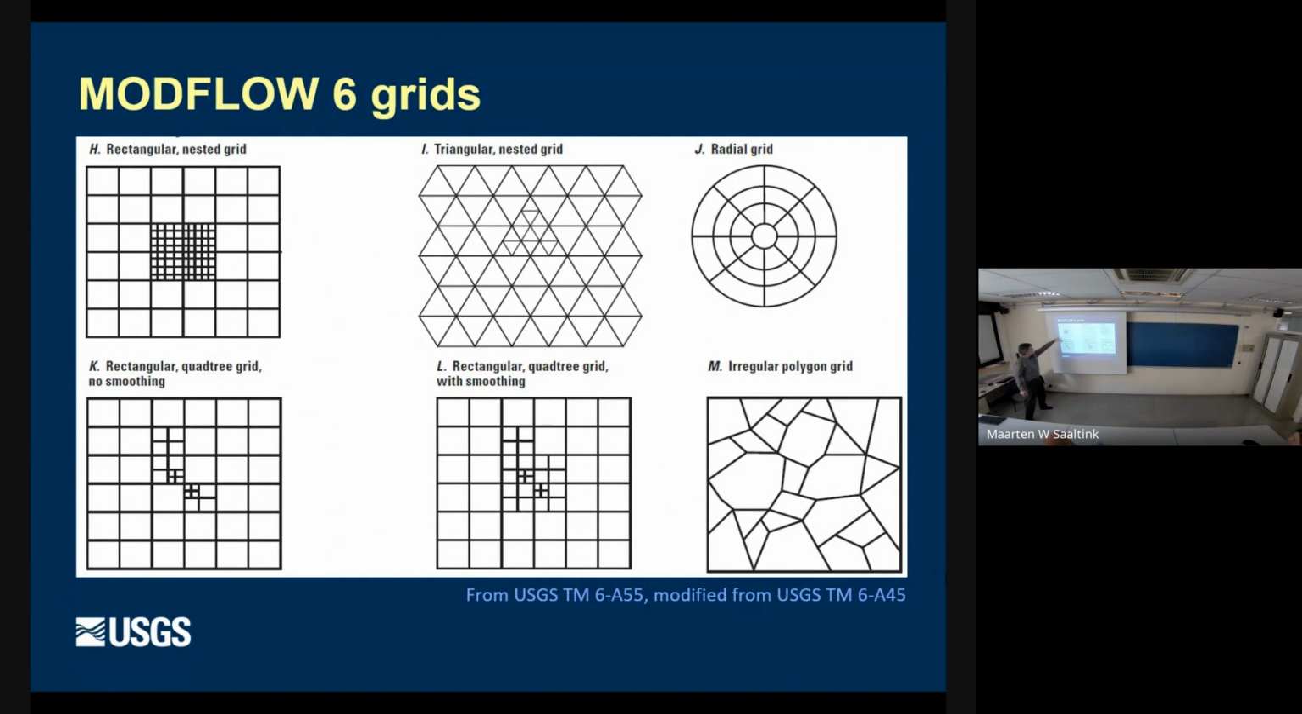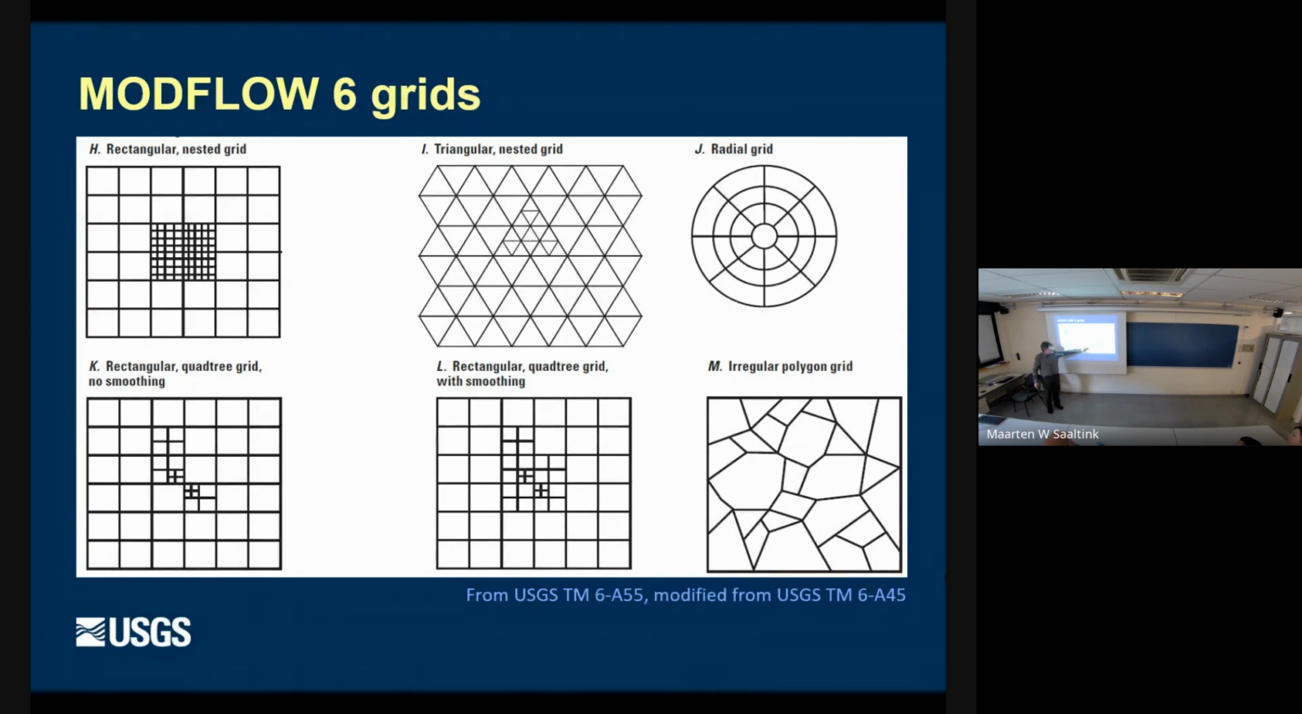You can also have nested grids naturally. There are a couple of different ways to do that. Triangular nested grids. This is an example of a quad-refined grid. So you start with a base grid that's regular, and then you can take a cell and chop it up into 4 equal smaller rectangles. And you can take one of those cells and subdivide that into even smaller rectangles. And you can just keep going level by level and keep refining.